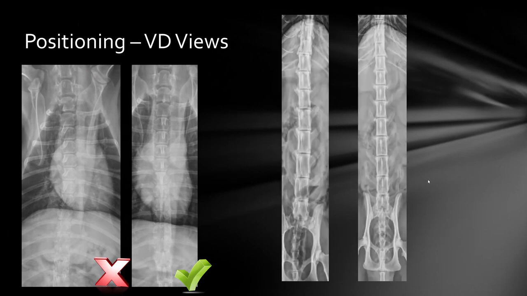And then this is a lumbar spine in a cat. Not terrible, but also not great on the left side here, with the spinous processes again being rotated and being superimposed with the vertebrae on this VD view.